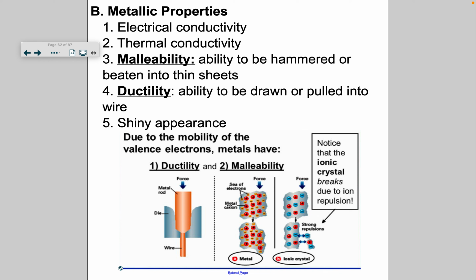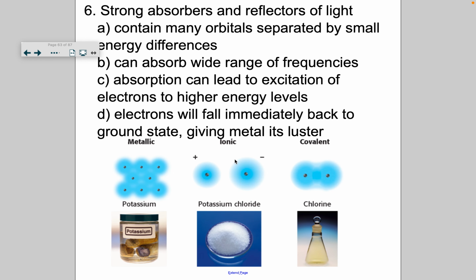So light hits the metal and excites these electrons. The electrons travel to an outer energy level, and then they fall back and re-emit light at that frequency that they absorbed, and that's why we see metals as shiny. So yeah, here it is. Strong absorbers and reflectors of light. They contain many orbitals separated by small energy differences. They can absorb a wide range of frequencies, which leads to the excitation of those electrons, and then they fall back, giving metal its shiny luster.